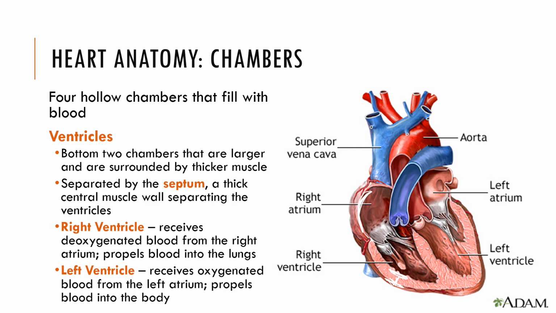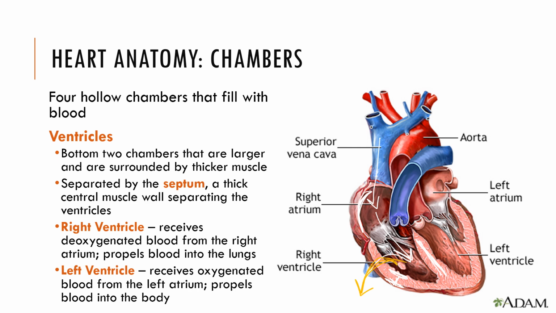So each ventricle is separated by what we call the septum, and this is just a really thick central muscle wall that keeps the blood between the 2 chambers separated. Your right ventricle is going to take deoxygenated blood from the right atrium. So blood comes in to the right atrium, then empties into the right ventricle. From here, it's going to push the blood out.